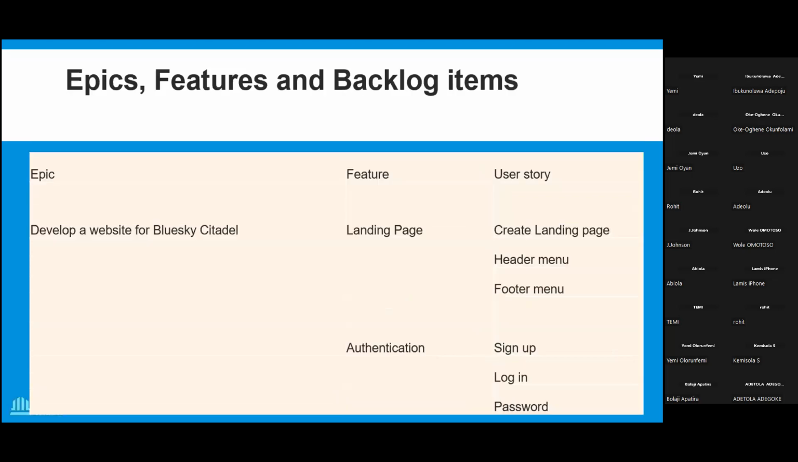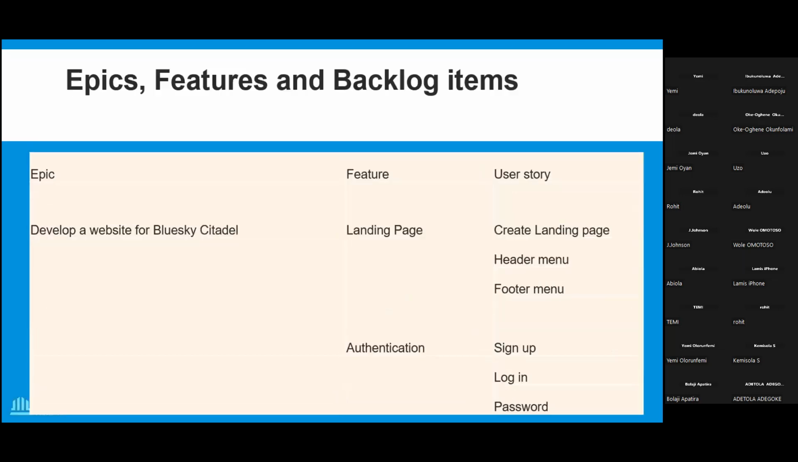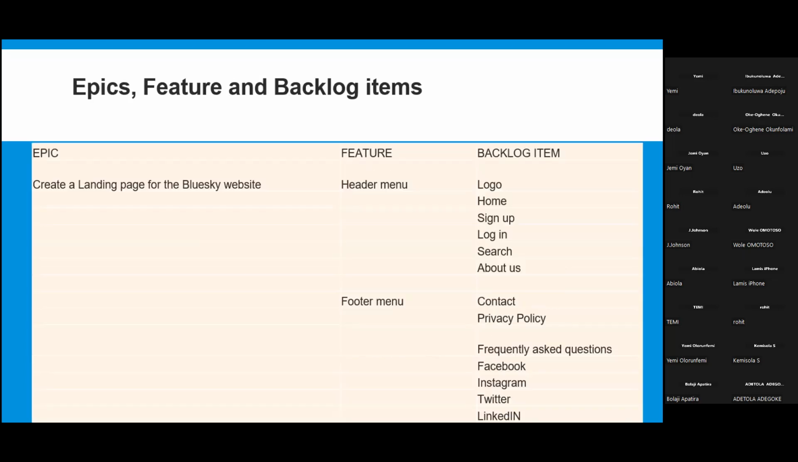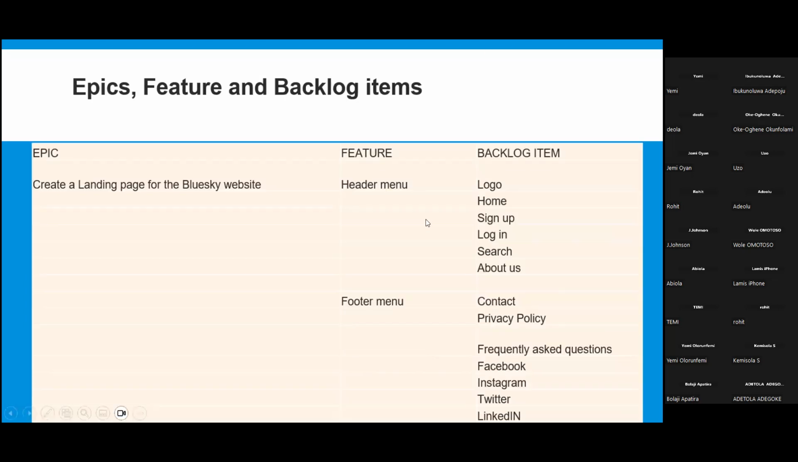So if you go back, you see that the epic for this project is what? To develop a website for Blue Sky Citadel. And then they split it into what? Landing page, authentication, and so on and so forth. Now, this shows that this is a smaller project, isn't it? If the epic is to create a landing page, whereas landing page was a feature here, can you see that? But in this case, landing page is an epic, and they broke it down. On the landing page, what are we expecting to see?